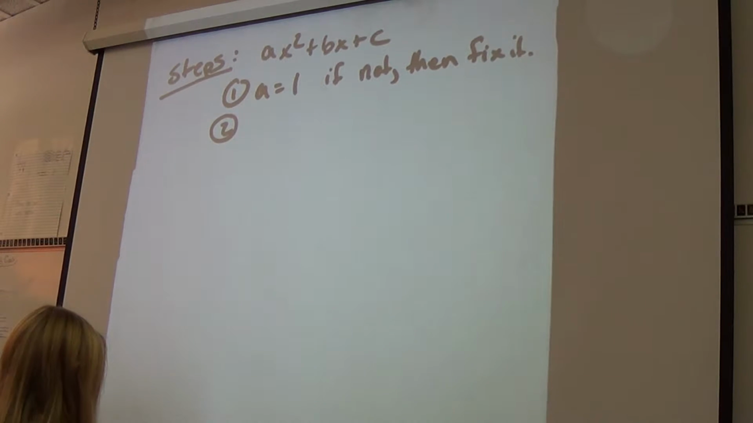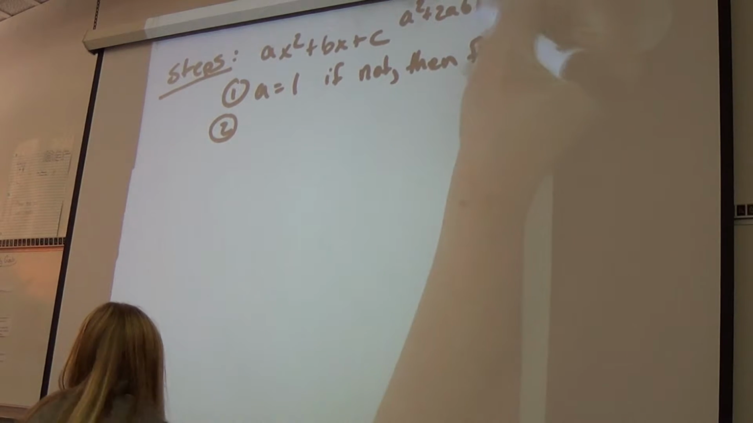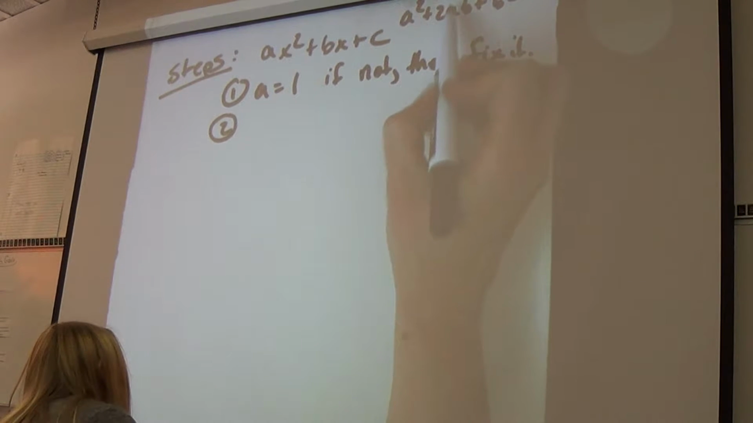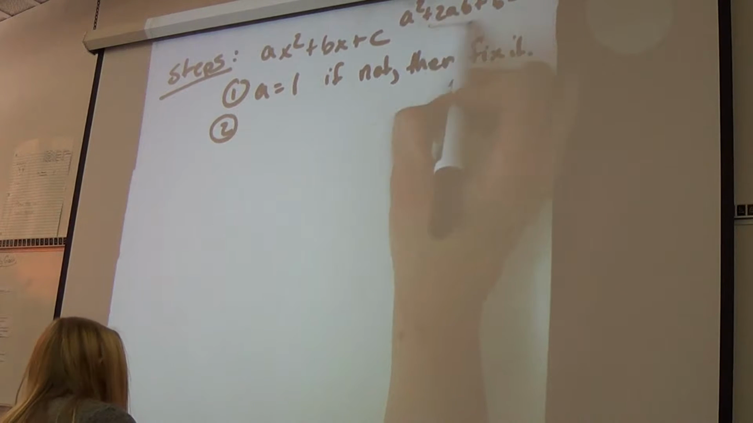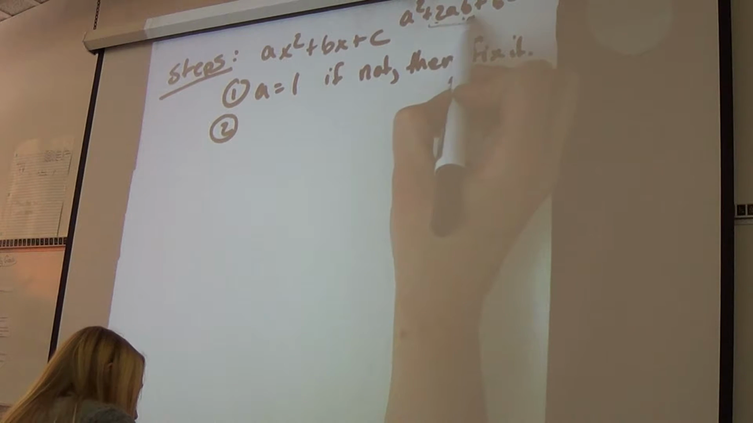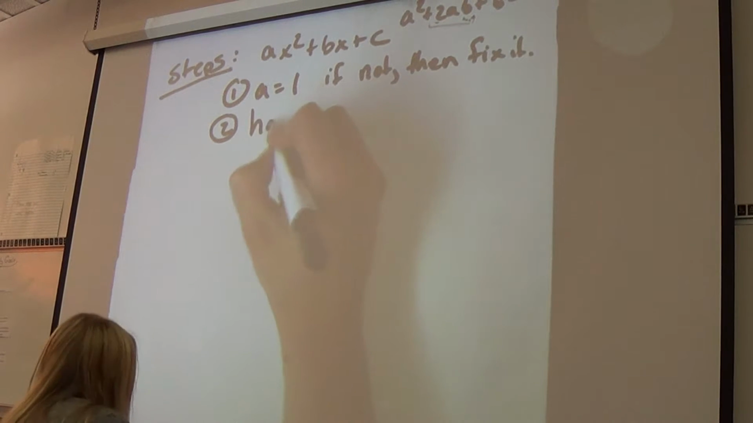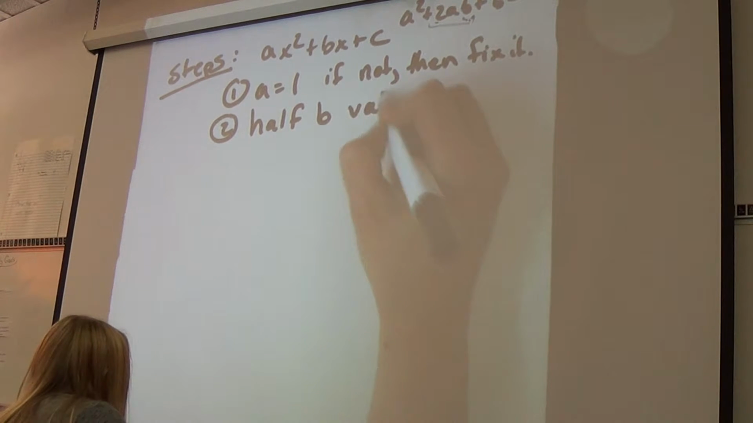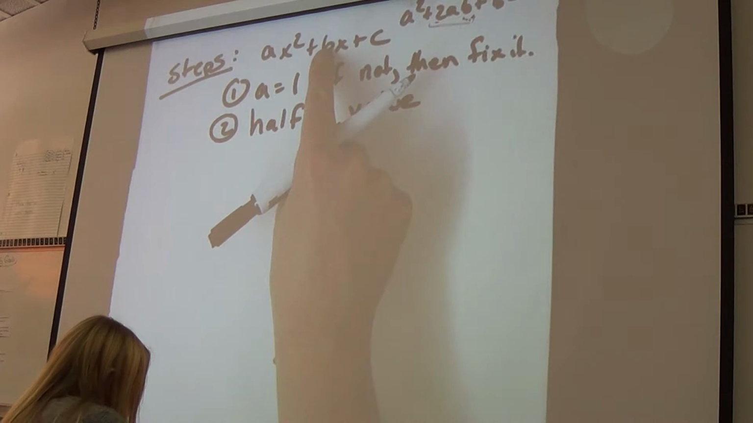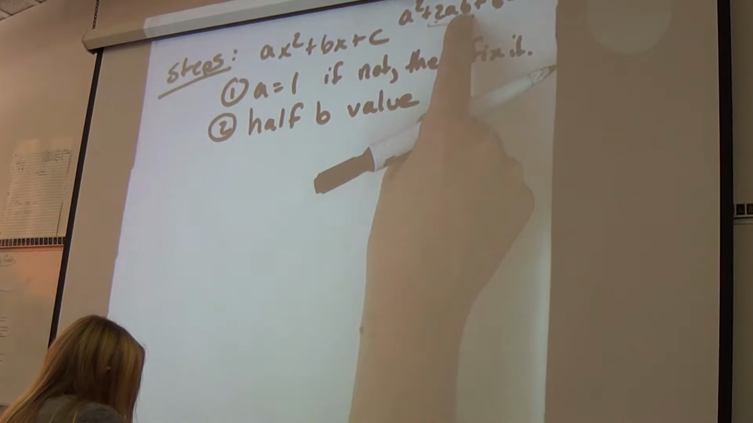Once your a value is equal to 1, since I erased it, let me rewrite it up here. Our formula, we're forcing a to be 1, which means this number here is a 1, which means that the middle is twice b. Does that make sense? I don't want twice b, I want b. So your second step is always to half your b value, which is this value here. So whatever number we see here, we're going to half it so that I can figure out what my value should be. Okay?